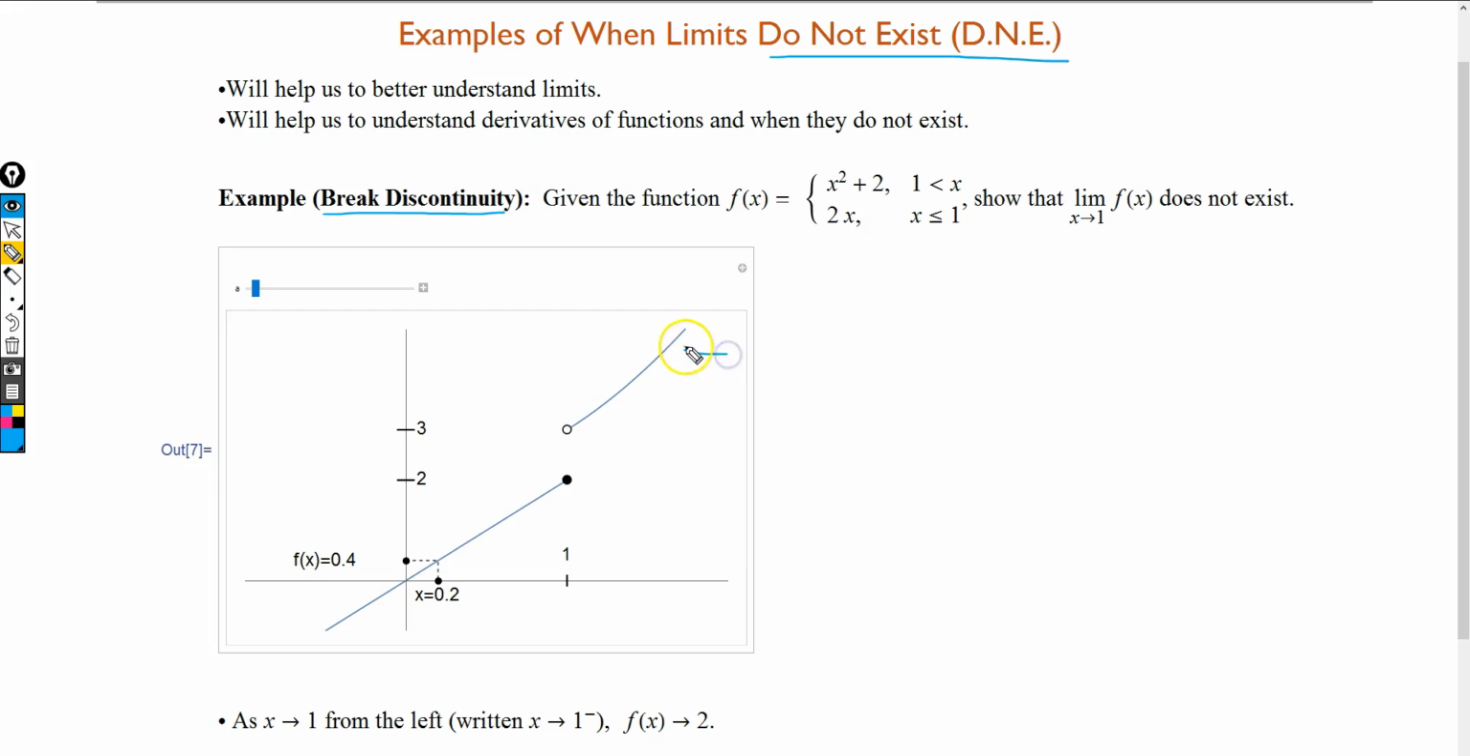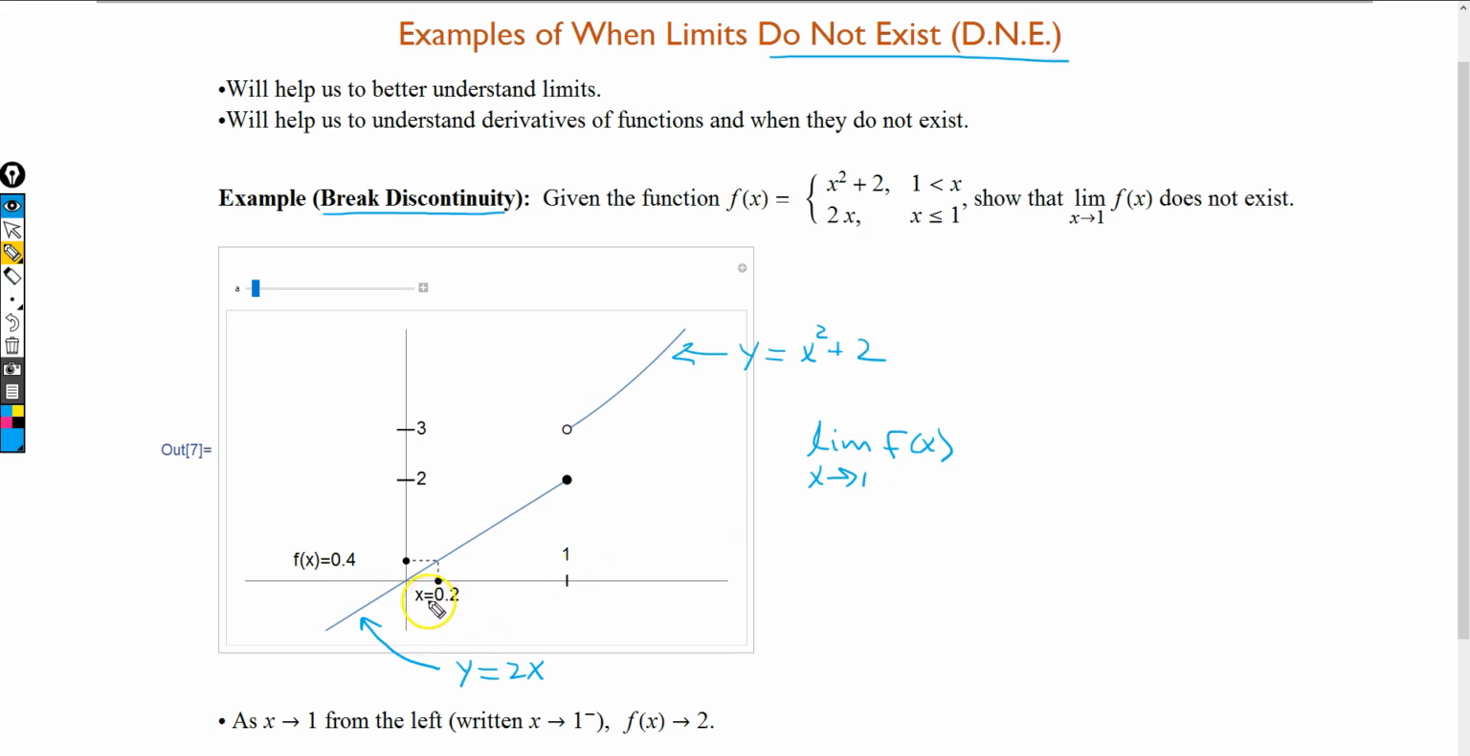This piece right here is the x squared plus 2 part, and the piece down here, that's the 2x part. And right here at 1 is where you have the break. Now let's see what happens when we try to evaluate the limit as x approaches 1 of this function, and we want to see why this is actually not going to exist.